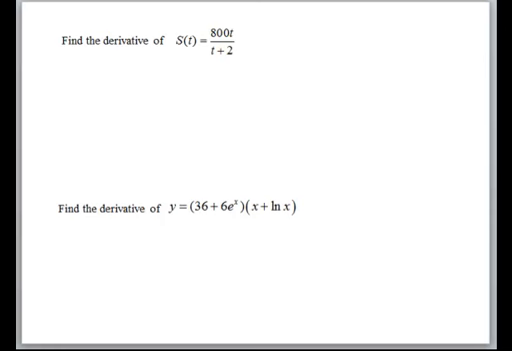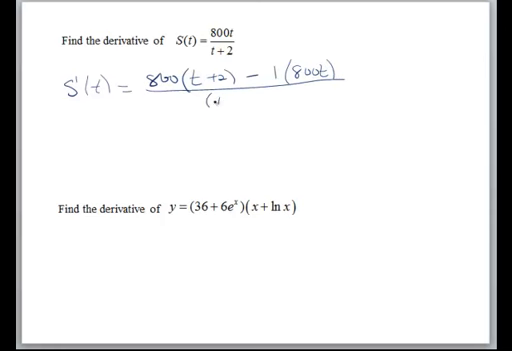Okay, so the first one here, S of t, clearly I have a quotient, and I'm going to be using my quotient rule. Notice that I have the variable in both the numerator and denominator. Okay, so using my quotient rule, I have the derivative of the first, so 800, times the second, so t plus 2, minus the derivative of the second, so the derivative of t plus 2 is just a 1, times the first, 800t, all over the denominator squared.